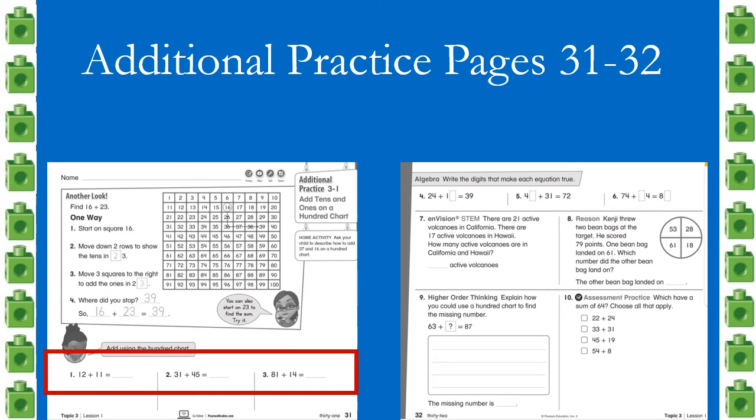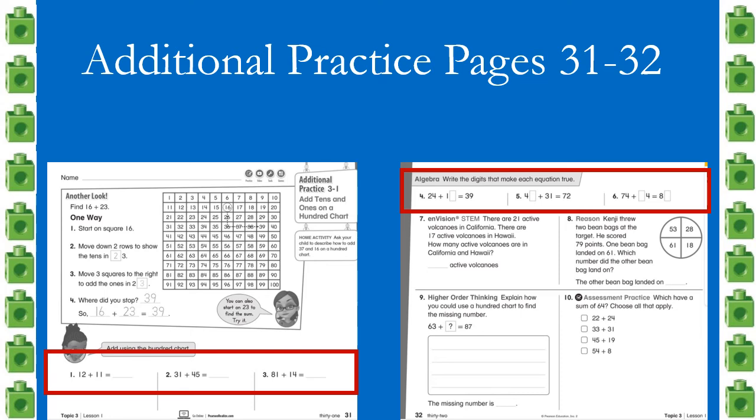And remember, like we've said, let's not do it in our head. When people do it in their head, sometimes they make mistakes. So use the chart and then put the answer on the line. On the next page, 32, it gets a little trickier. There's that word again, algebra. I'm going to tell you what that means really soon, I promise.